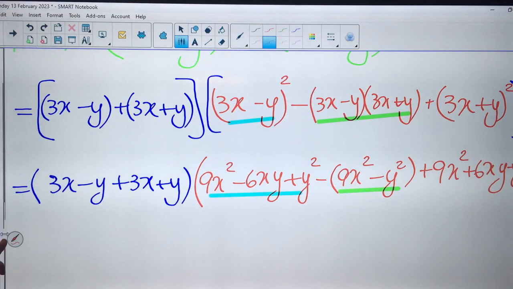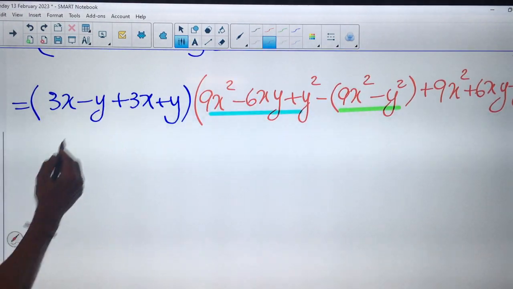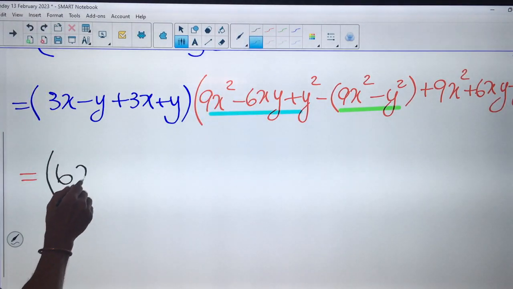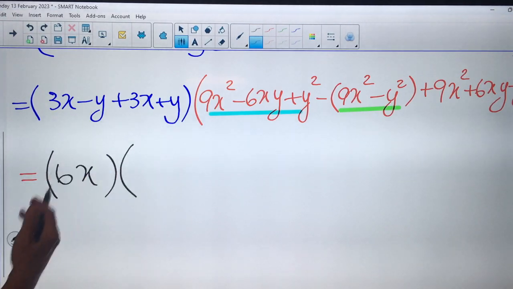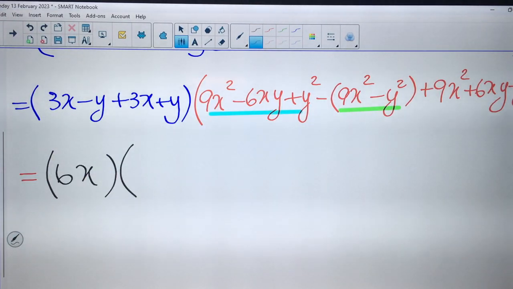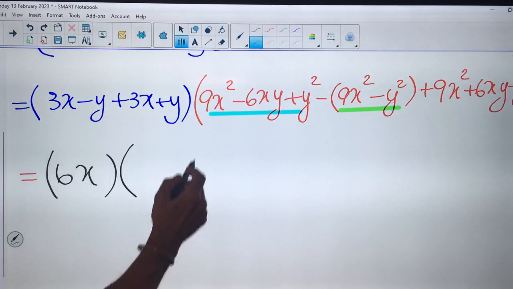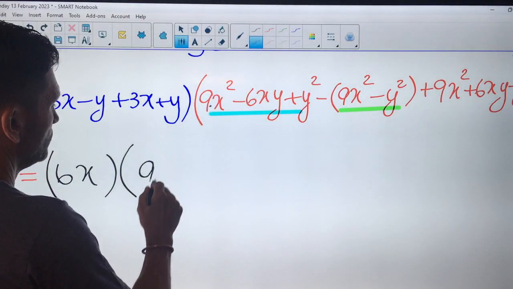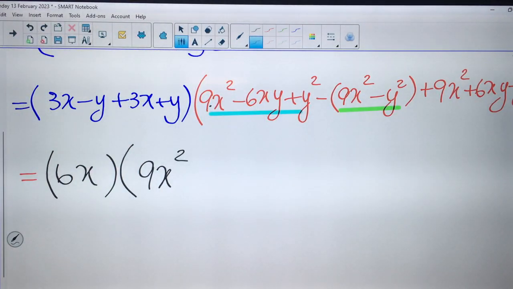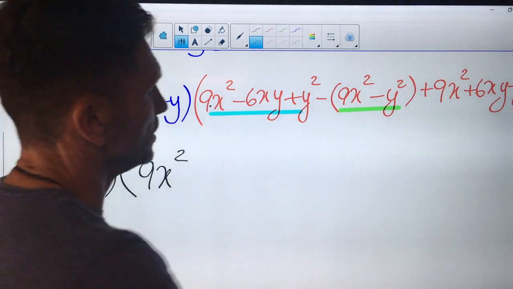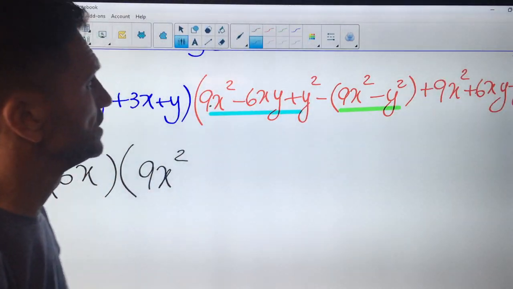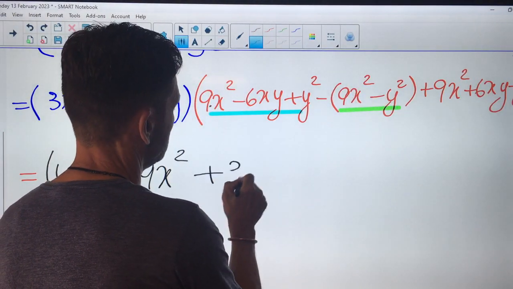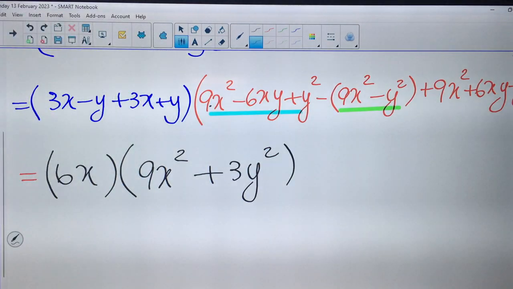Okay, now we can simplify more. 3x plus 3x is going to give us 6x. Minus y plus y, the y's are gone, so we will only have a 6x in front. Now we have a 9x squared minus 9x squared, so that is gone. So I'm only left with a 9x squared over there. Here's a minus 6xy plus 6xy, they will cancel out. There's a y squared and a y squared. This is also a plus y squared, so that will be plus 3y squared.